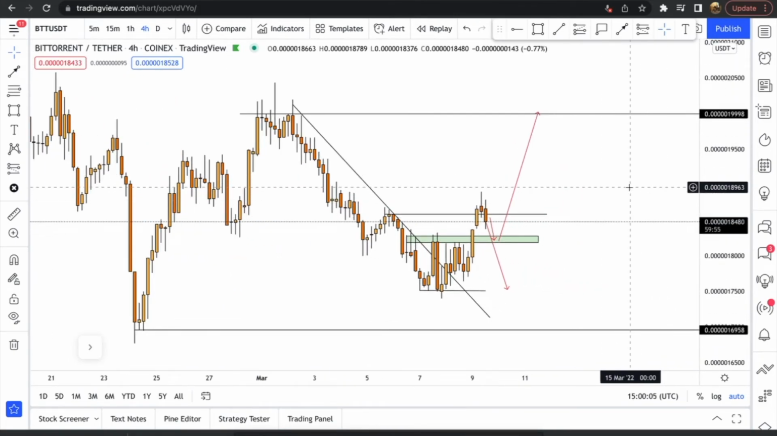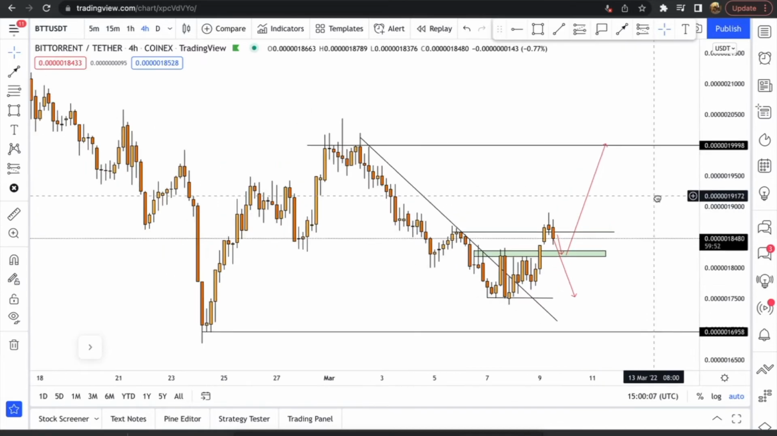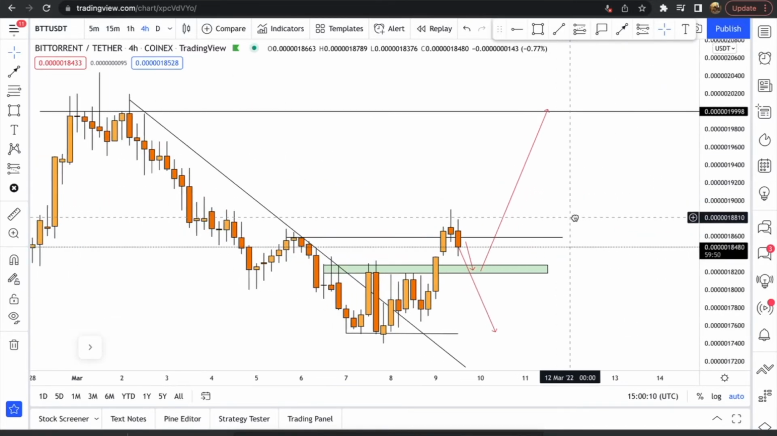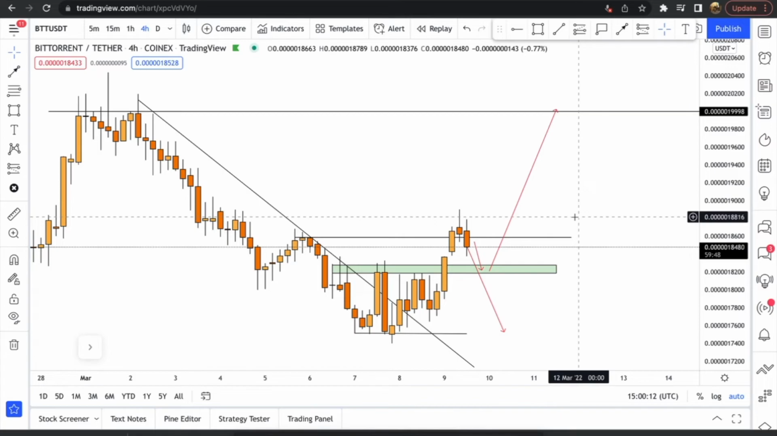That's it though for this pair today. I'm not going to really say much more about it. I don't think there's much more that I can say about it, to be honest, without just droning on.